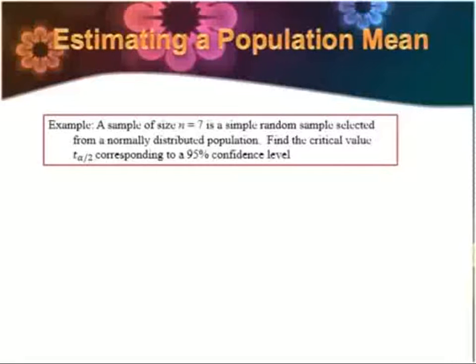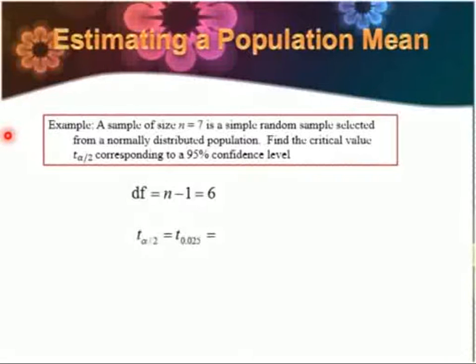Suppose a sample of size 7 is a simple random sample selected from a normally distributed population. Find the critical value, t alpha over 2, corresponding to a 95% confidence level. First of all, let's calculate the degrees of freedom, because we'll need that when we look at our chart for our t-distribution. Since our sample size is 7, we get 7 minus 1, which is 6.